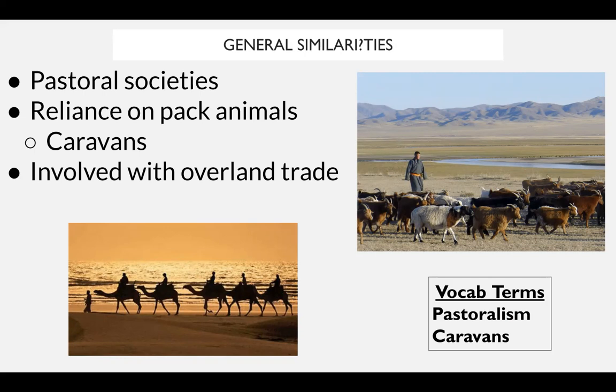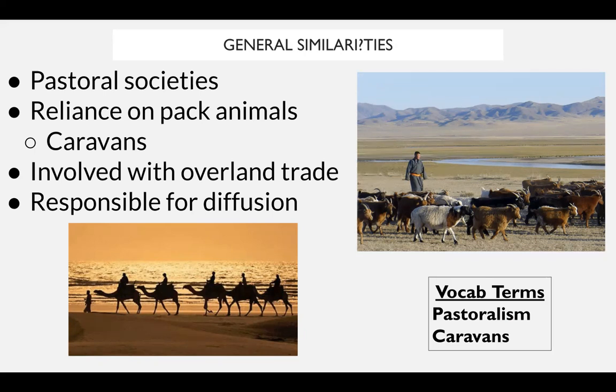But one of the big similarities of many Central Asian nomadic societies is that they are somehow involved in overland trade. And another big thing is that as a result of this involvement in trade, as a result of the nomadic lifestyle they lead, Central Asian nomads will be responsible for diffusion across Eurasia, Afro-Eurasia.